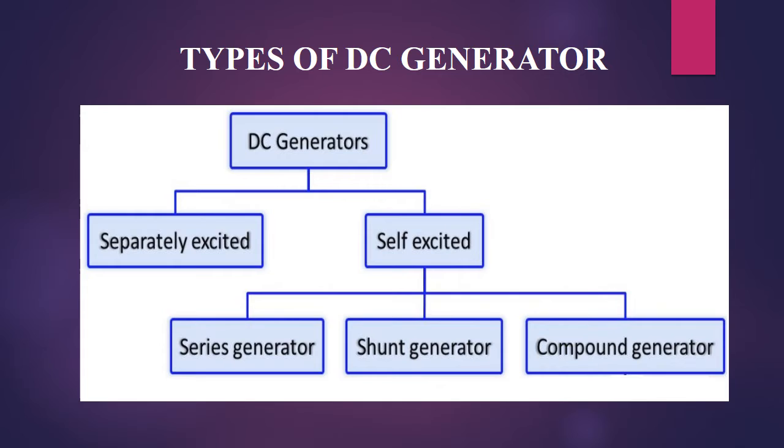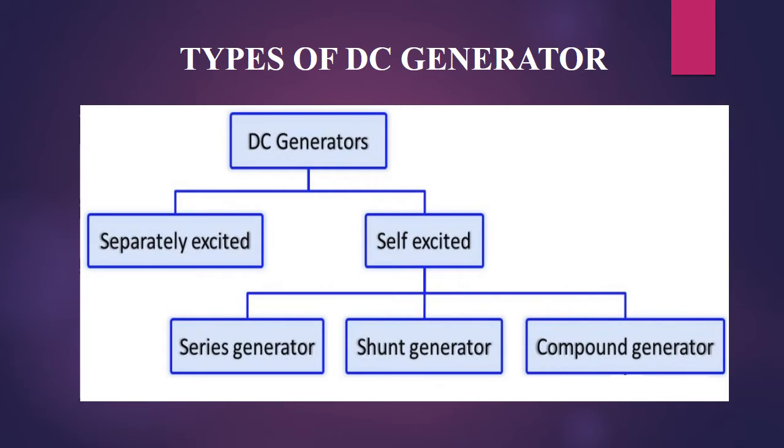Series generator. In a DC series generator, the field winding is connected in series with the armature. The armature current flows in the field winding as well as the load. The DC series generator connection is very thick and it will give the terminal voltage output. Shunt generator. In a DC shunt generator, the field winding and load are connected across the armature.